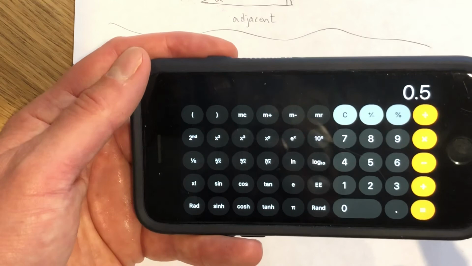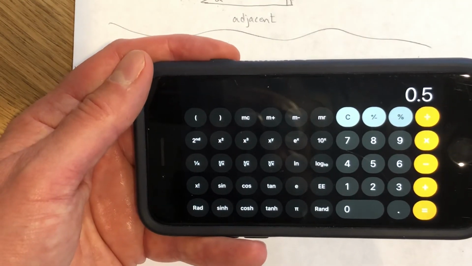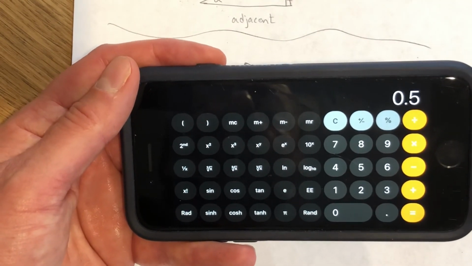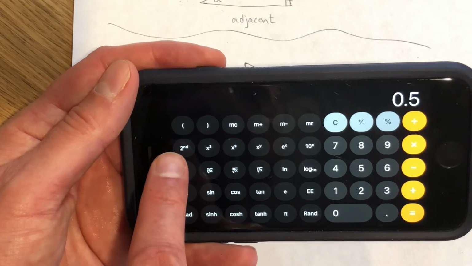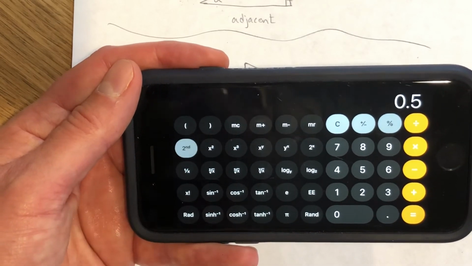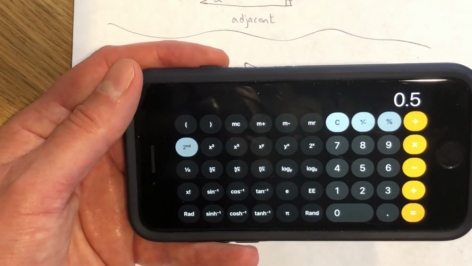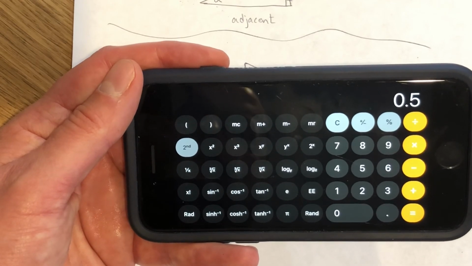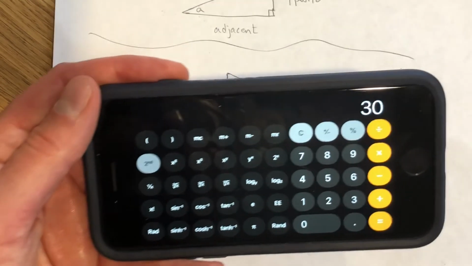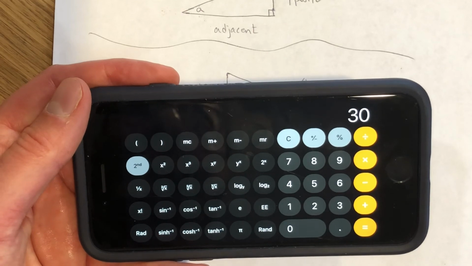If you look on the calculator, you can see the sine button, but we don't want sine. We want the inverse of that. So you hit the second button, and as soon as I hit that, you'll see it changes the look of sine. It shows it as sine to the -1, which just means inverse sine. Now we hit that, and lo and behold, what we already knew, it's a 30-degree angle.